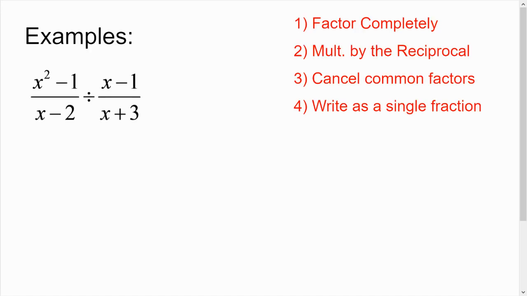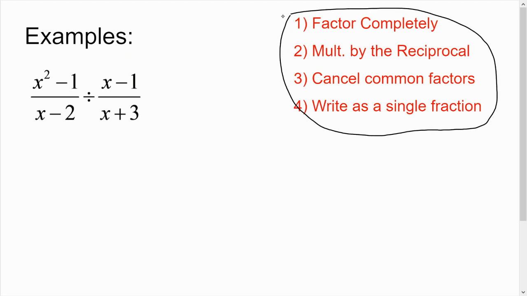Next one. Now here's a general plan about how to do these things. First of all, I start off by factoring it. I factor it down as much as I can. Change the division to multiplication and write the reciprocal. Now I kind of do these first steps all together.